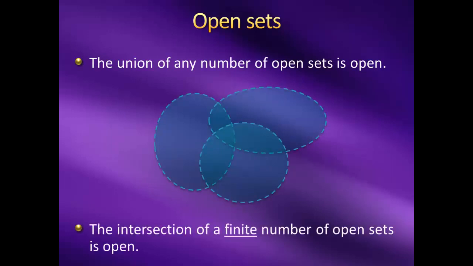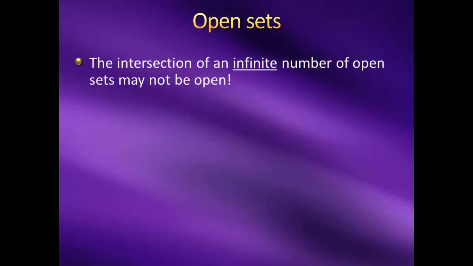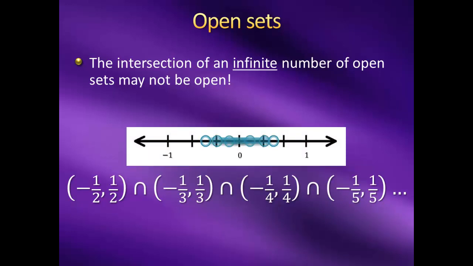With intersections, though, it's a little tricky. We have to be careful. The intersection of a finite number of open sets is open, but the intersection of an infinite number of open sets might in fact not be open at all. For instance, consider the following open intervals. Let's look at the intersection of the intervals from -1/2 to 1/2, -1/3 to 1/3, -1/4 to 1/4, and so on, shrinking our interval down each time.